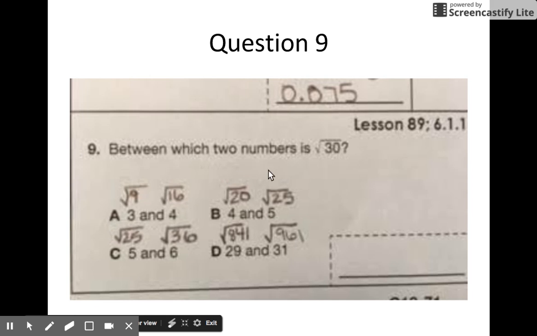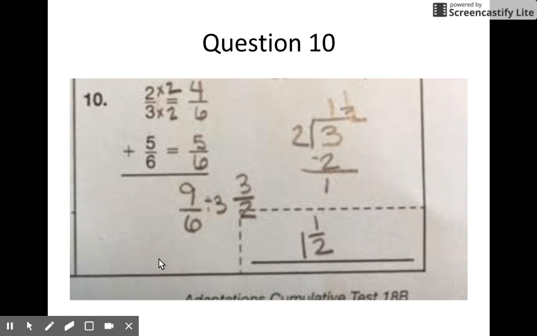Question 9. Between which two numbers is the square root of 30? So I have to think of the square roots of each of my numbers and look to see where 30 falls between. So I can see that the square root of 30 falls between the square root of 25 and the square root of 36. Therefore, my answer would be C, 5 and 6.